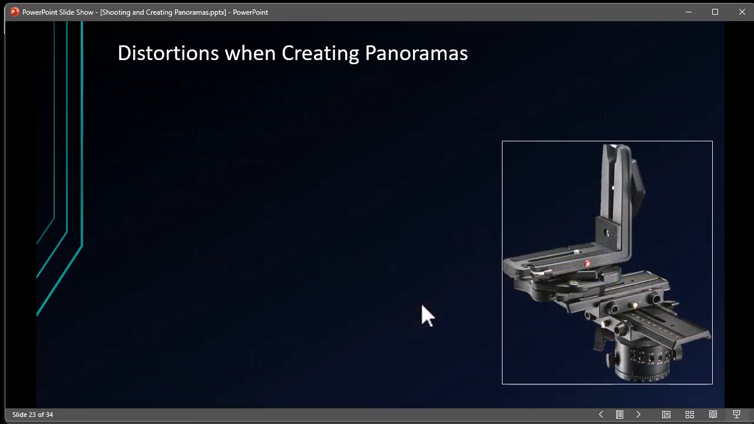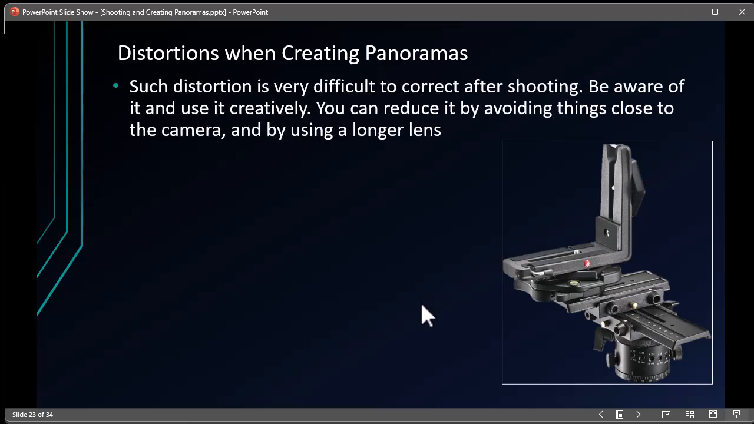If you want to avoid distortions when creating panoramas, there are a few tricks you can use. First of all, distortions, such as the one shown on the last image, are very difficult to correct after shooting. There are some things you can do, and maybe have a look at some of those, but be aware that distortions can and will occur, but you can always use that creatively. If you want to avoid distortions, then try to avoid things close to the camera and maybe use a longer lens. Distortion can be your friend, it can be creative.